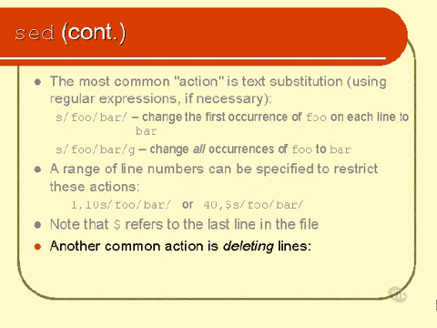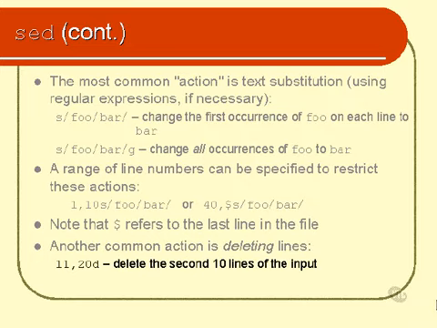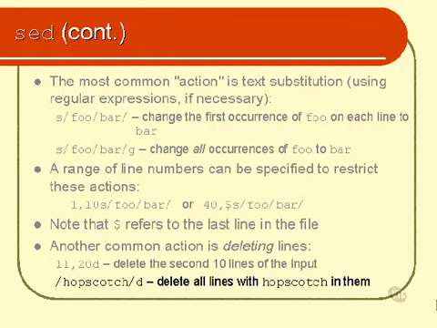The second action, I've shown you one action so far, the action of substituting. Another common action is deleting lines. And that is done like so. Delete lines 11 to 20. That's a very simple one. Or alternatively, if you like, /hopscotch/d. Delete all lines with hopscotch in them.